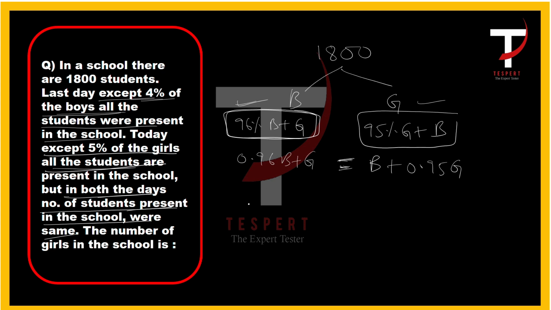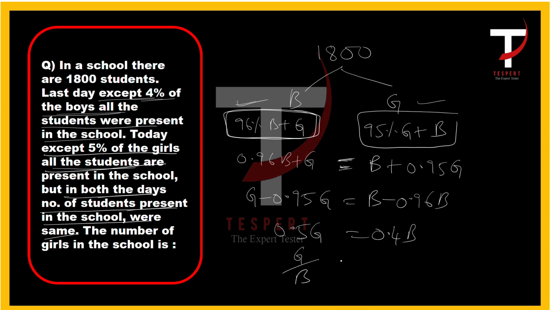So just calculate. g minus 0.95 g is equal to here b minus 0.96 b, right? So 0.05 g is equal to 0.04 b. We get g by b is equal to 4 by 5, right? So this is the ratio of girls and boys, right? 4:5.